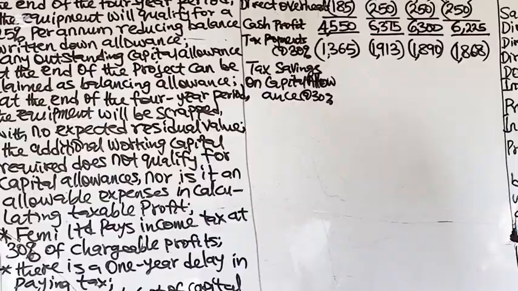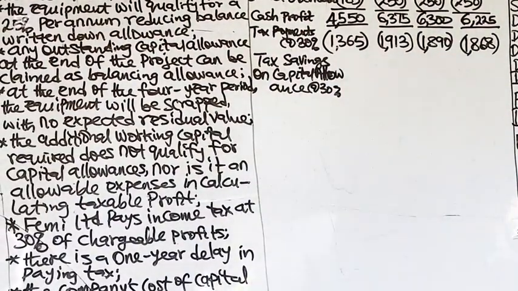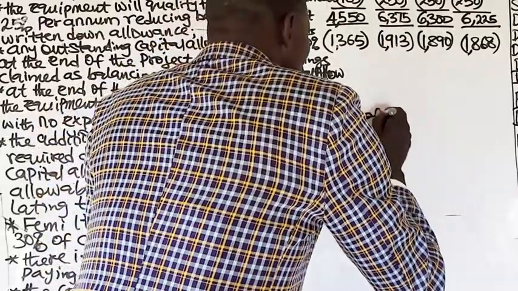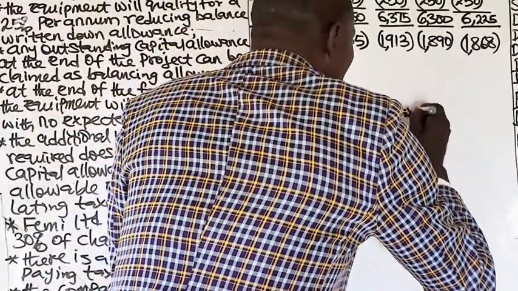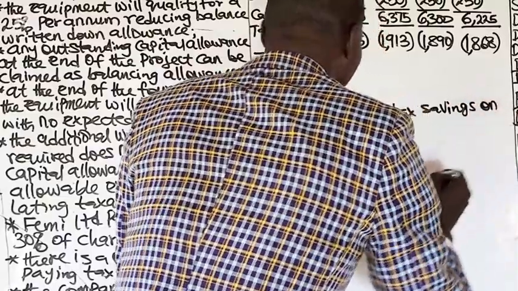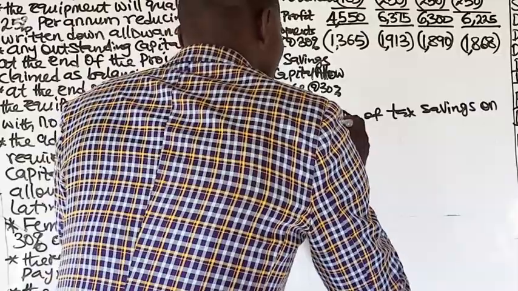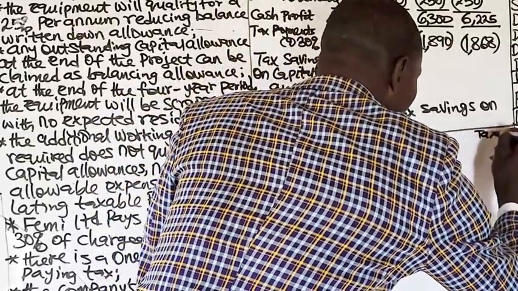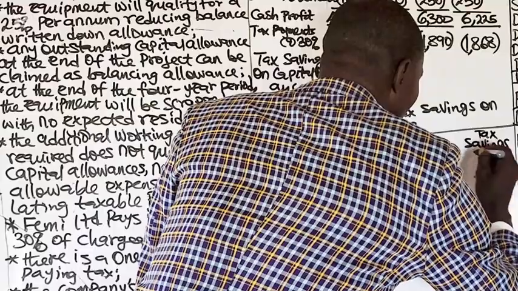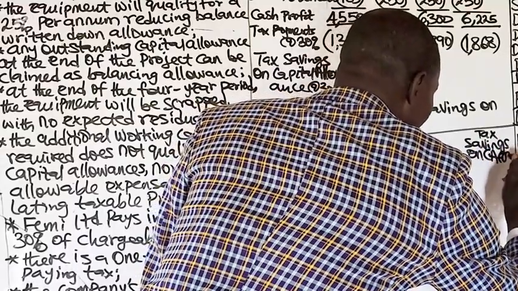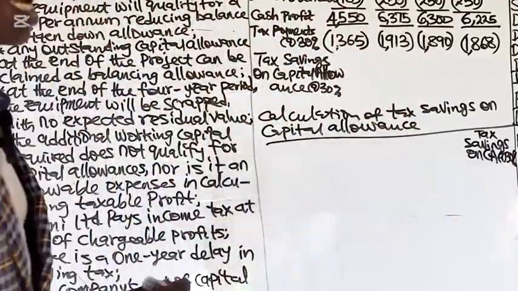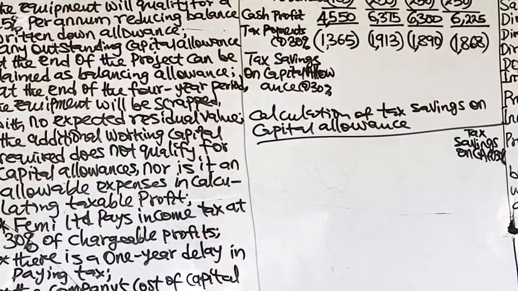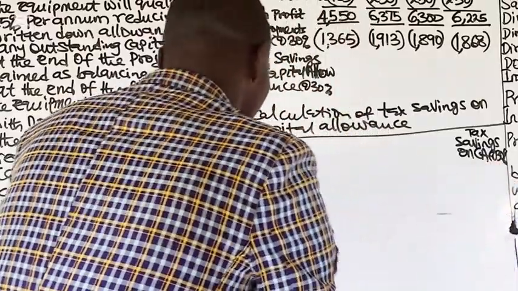So now let's quickly calculate the capital allowance on the project. Let me say, calculation of tax savings on capital allowance. Tax savings on capital allowance at the tax rate of 30%. It means you calculate 30% of the capital allowance, and that will be claimed as tax savings. So this is 30%.